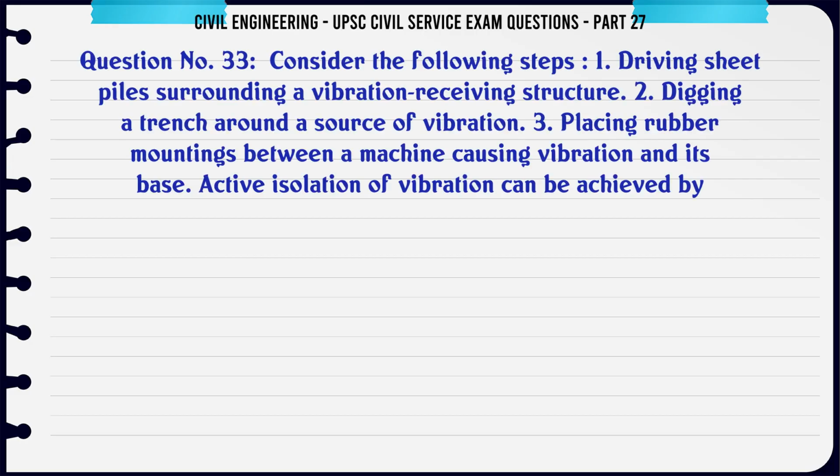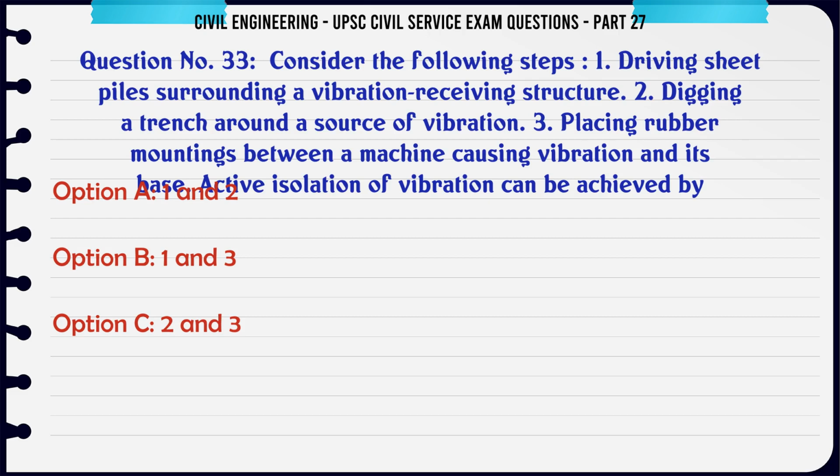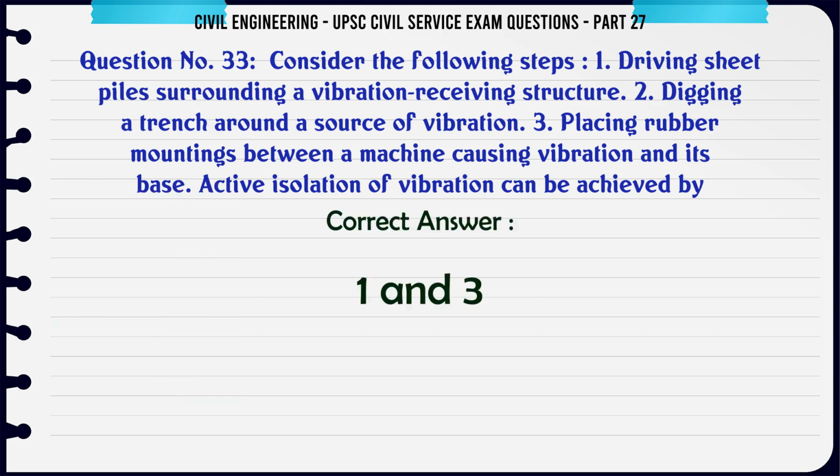Consider the following steps. 1. Driving sheet piles surrounding a vibration receiving structure. 2. Digging a trench around a source of vibration. 3. Placing rubber mountings between a machine causing vibration and its base. Active isolation of vibration can be achieved by: A. 1 and 2, B. 1 and 3, C. 2 and 3, D. 3 alone. The correct answer is 1 and 3.